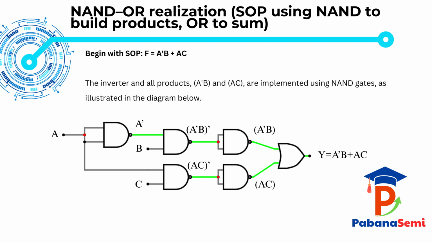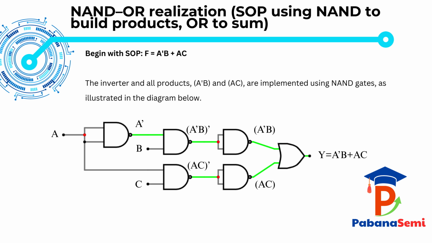Next, we build the first product path for A prime B. We apply A prime and B into a NAND gate, which produces (A prime B) prime, because this is the inverted product. We pass it through another NAND used as an inverter again by tying inputs together to get back the true product, A prime B. Similarly, for the second product term AC, we apply A and C into a NAND gate to produce (AC) prime. Then we invert that output using another NAND inverter to obtain AC. At this stage, we have both product terms available, A prime B and AC. Finally, we use the OR gate to sum them. F equals A prime B plus AC.